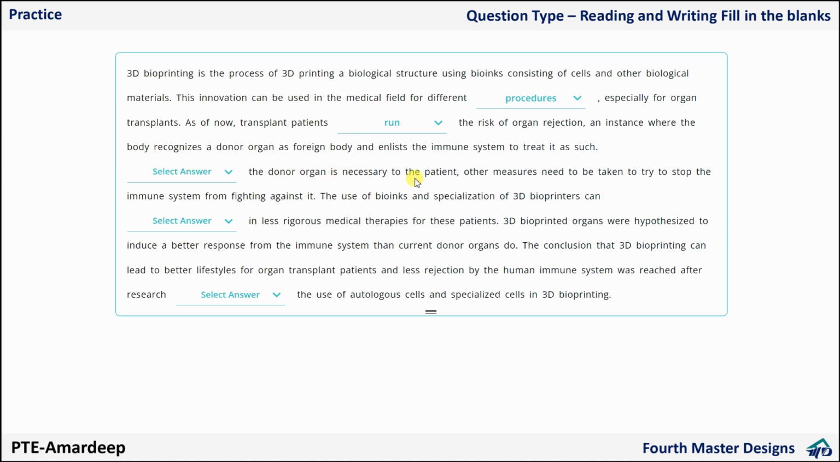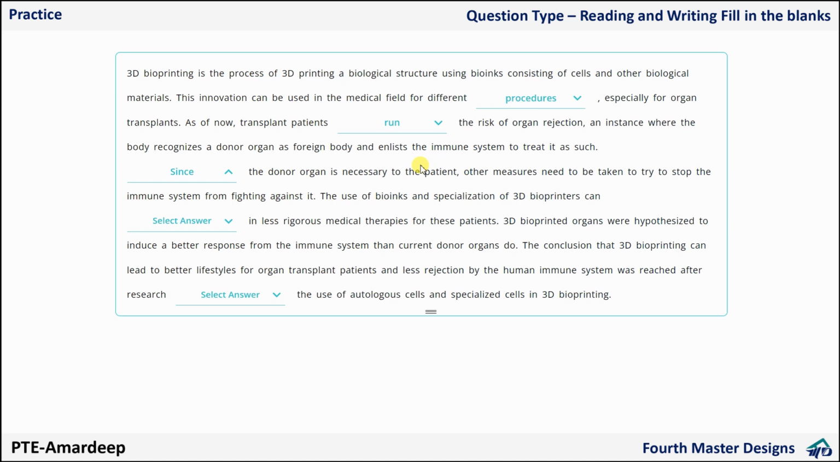Dash the donor organ is necessary to the patient, other measures need to be taken to try to stop the immune system from fighting against it. Dash. Then, since, why, how. I'll go with what? Then the donor organ necessary. Okay, there is a comma here. Now, when you have a comma, then you go with what? Since. Since the donor organ is necessary, other measures.